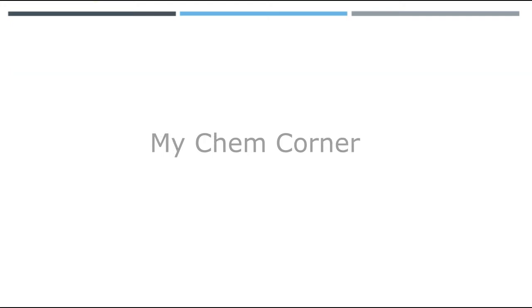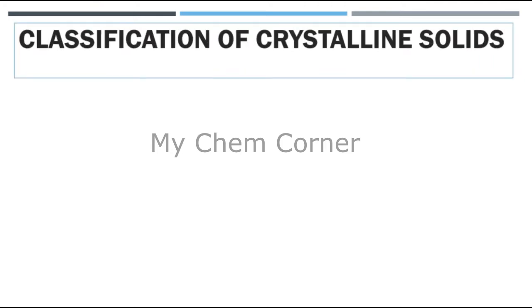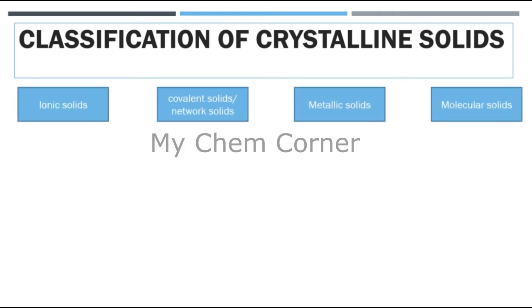Now that we've learned about the classification of solids, we will move into classification of crystalline solids. So we learned 2 classifications of solids, amorphous and crystalline. Now we are going to learn classification of crystalline solids. Here we have 4 types of crystalline solids depending on bonding. We have ionic solids, covalent or network solids, metallic solids, and molecular solids.